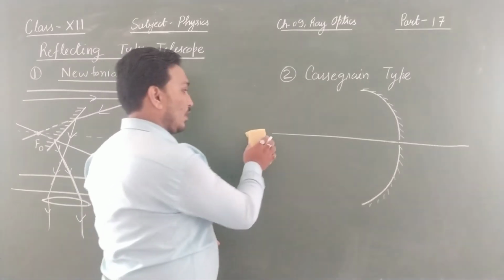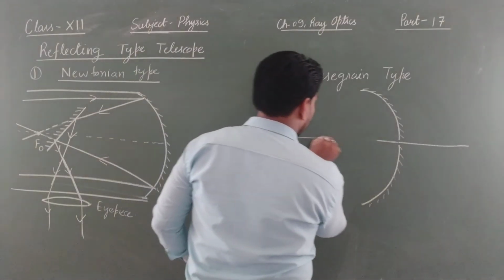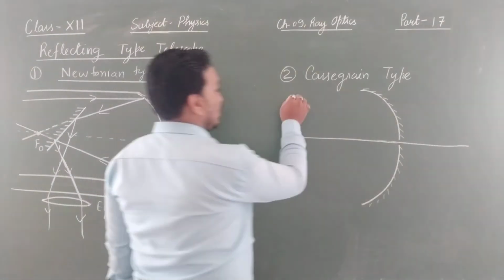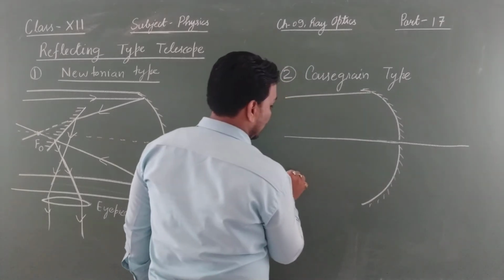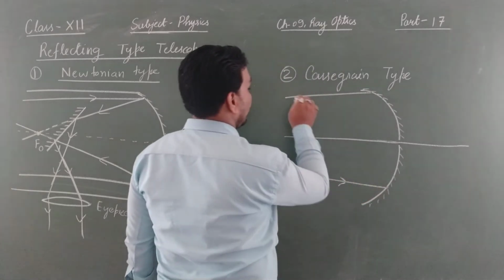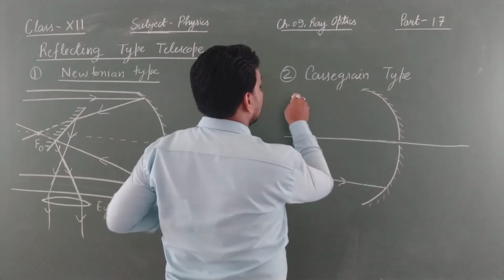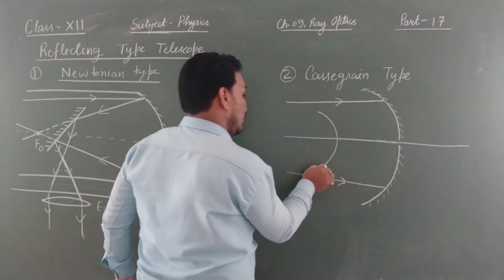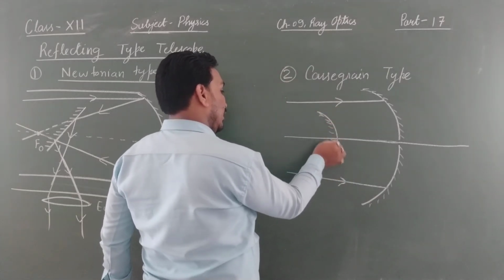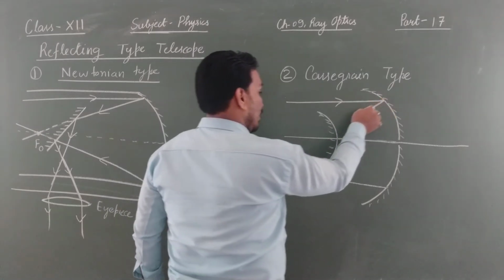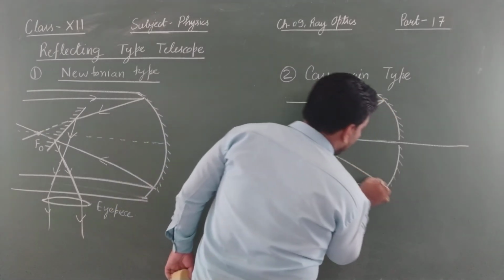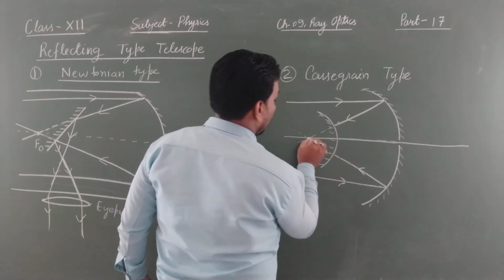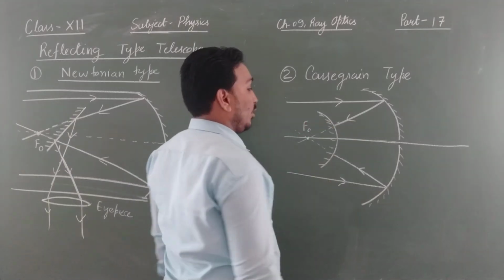Now, let me draw it again. Straight line. Now what happens? Again, a ray of light comes parallel to the principal axis. From infinity it comes parallel to the principal axis. Again, they have a tendency to cut at focus, but before cutting at focus, they are collected by a convex mirror.